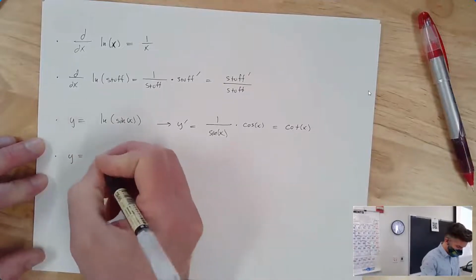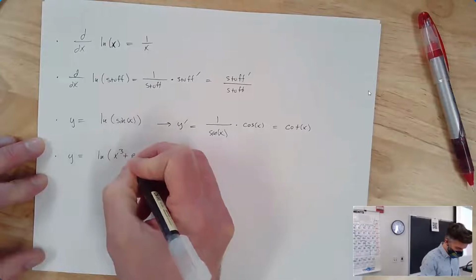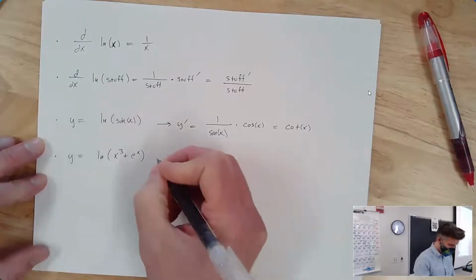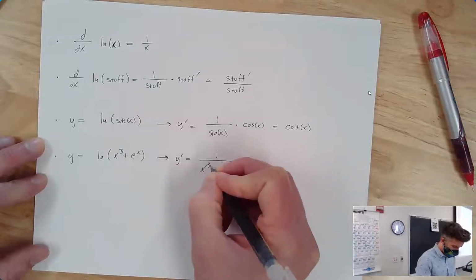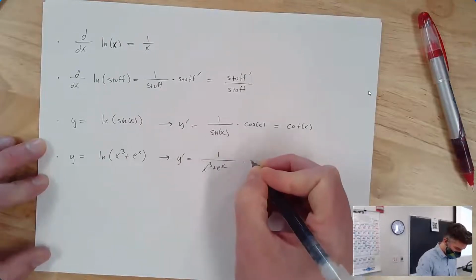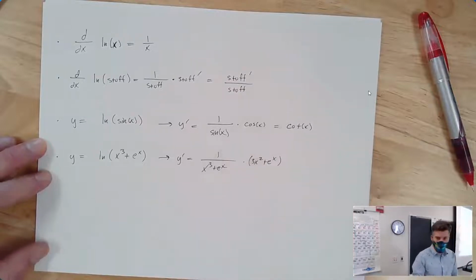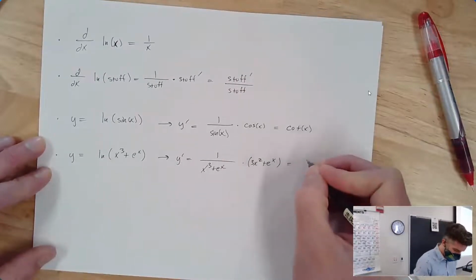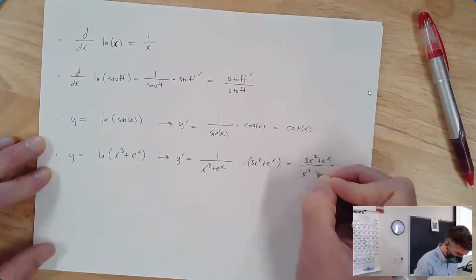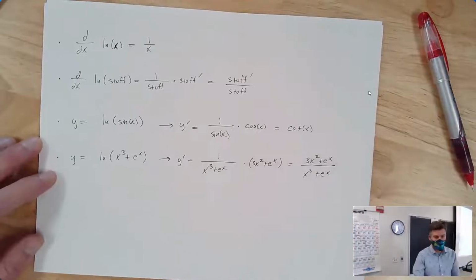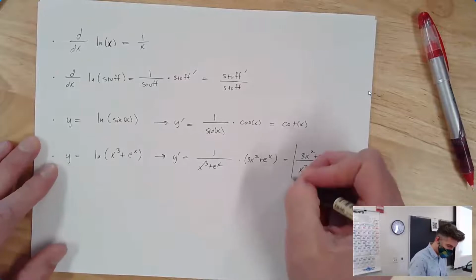So let's say we had y equal to the natural log of x cubed plus e to the x. The derivative is going to be just 1 over the stuff times the derivative of the stuff. And again, I probably would write this as 3x squared plus e to the x over x cubed plus e to the x. And no, that does not simplify any further. That is as simple as it gets.